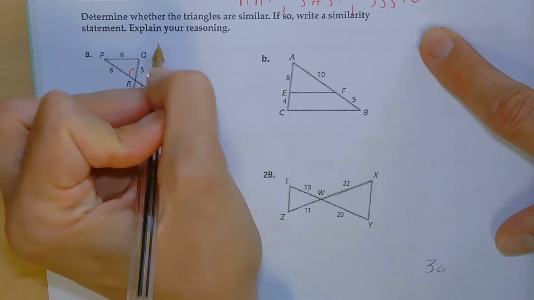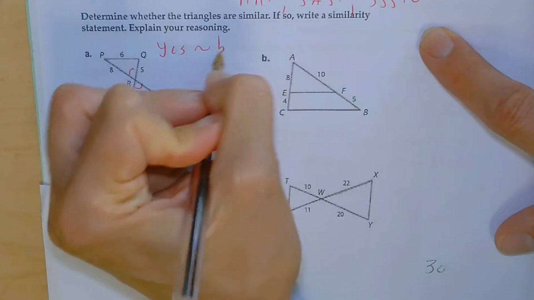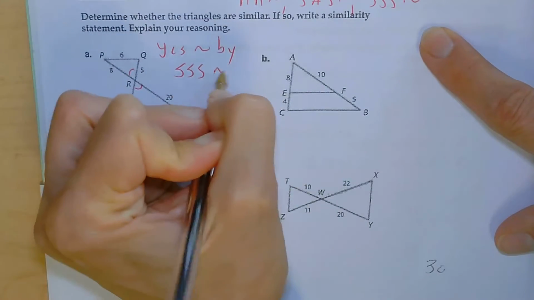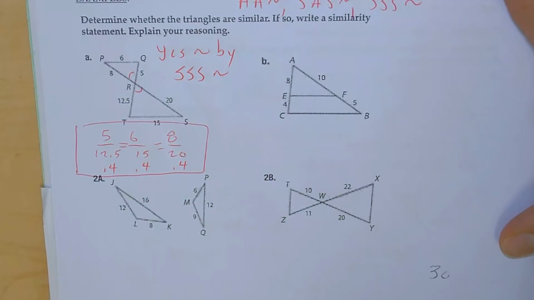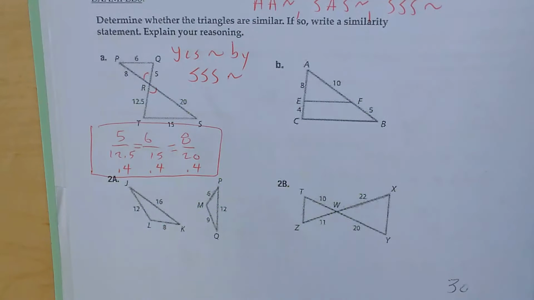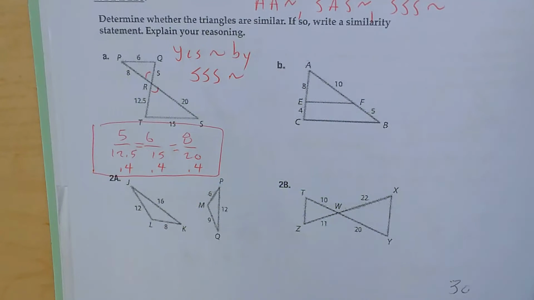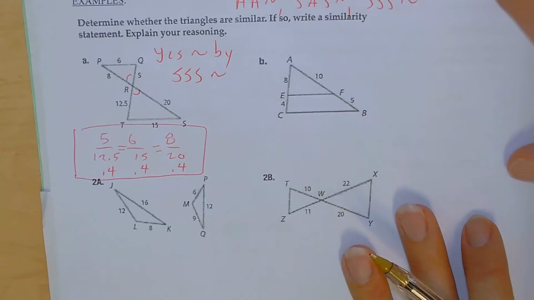So it says, are they similar? And I would say, yes, they are similar by SSS similarity, and this is the proof that the sides are proportional. Again, you don't have to check the angles because it's a shortcut. So it's not like what we did in the last section. If you have triangles, you may use a shortcut.